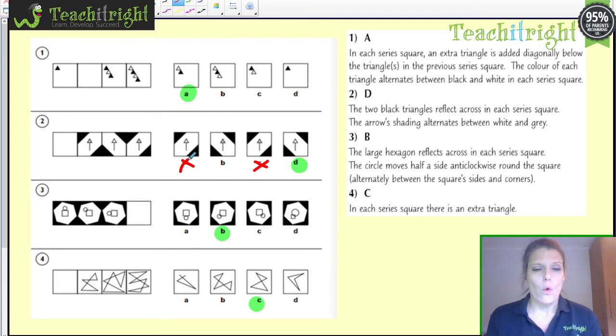And number 4, this at first glance might look a little bit more complicated, but actually all that's happening is in each series square, there is an extra triangle. That's all. So you can see you've got 3 triangles, 4 triangles, and 5 triangles. So it doesn't necessarily matter about the position of the lines, but you're just getting an extra triangle.